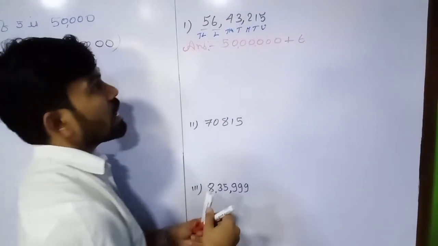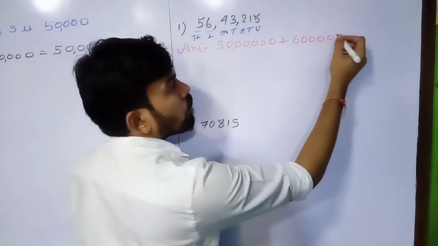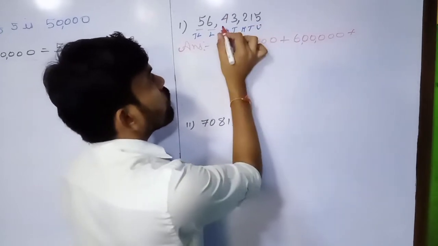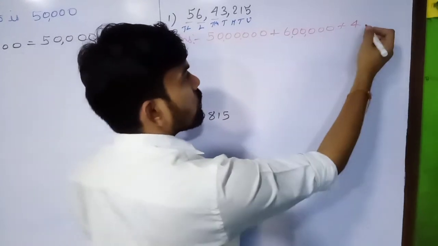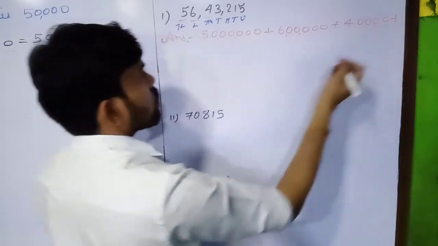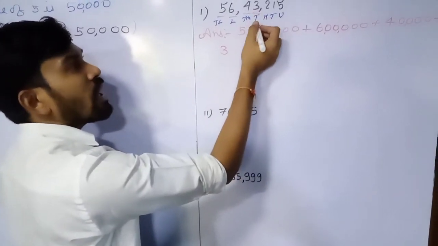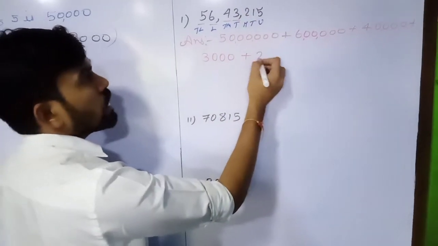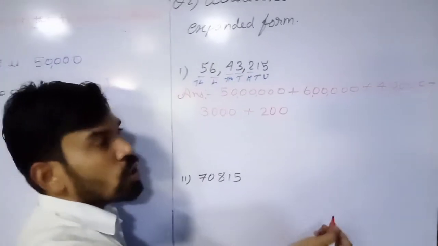In the lakhs, how many zeros do we have? 5. 1, 2, 3, 4, 5 zeros are there. So we can say 6 lakhs. Next one is 4. 4 is at the 10,000th place. In the 10,000 we have 4 zeros. 2, 3, 4. So 40,000 plus. Next one is 3. 3 is at the thousands place. In thousands we have 3 zeros, plus. Next one is 2. 2 is at the 100 place. So we have 2 zeros in 100.